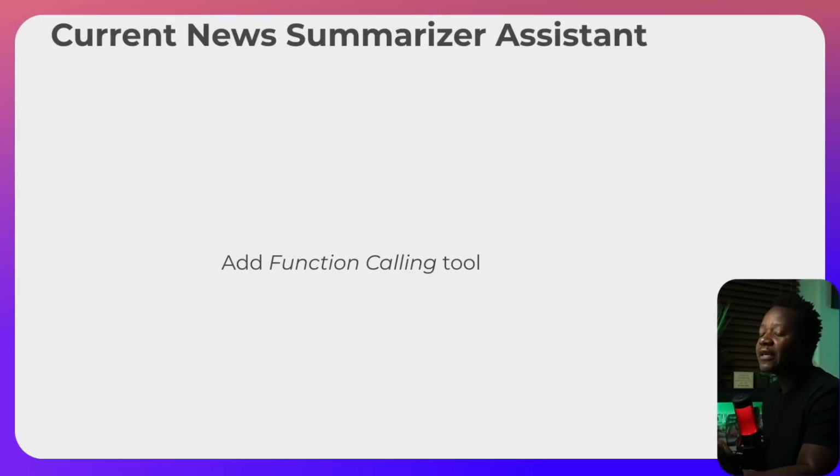Okay, so we're making real good progress here. So now what we'll do is we're going to create yet another very awesome application here called the Current News Summarizer Assistant. So essentially it's going to be a news summarizer that will allow us to learn a few new things. What we're going to be using in this case is the function calling tool.